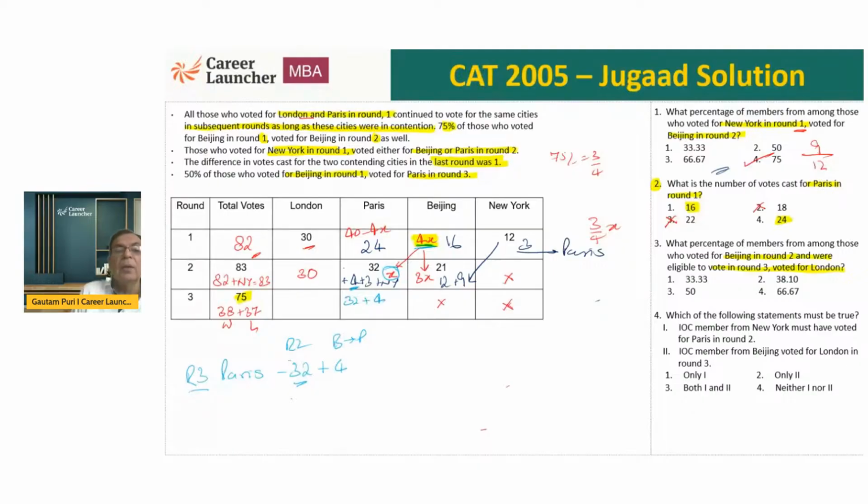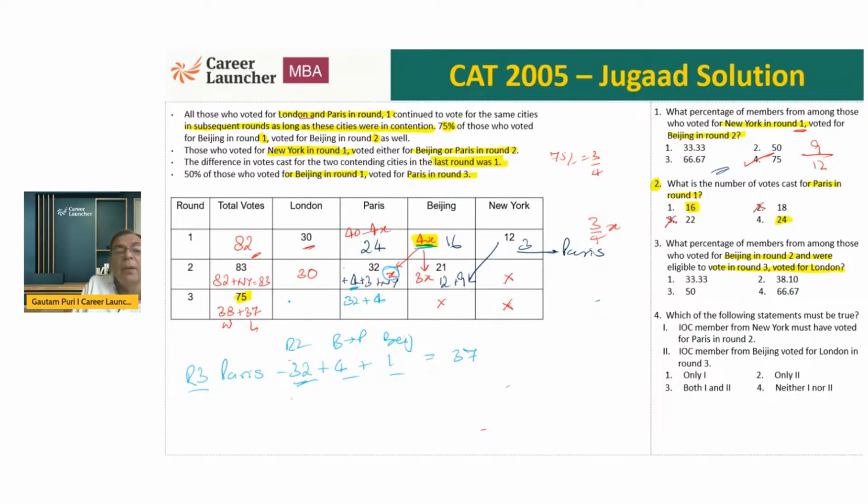Okay. Now, what next? What should we do now? That's 32 plus 4, 36. But Paris has to be either 37 or 38. Any other voter available? Yes. Beijing itself is a voter in round 3, so plus 1. So what is Paris going to become? 32 plus 4, 36 plus 1, 37. So maximum it can get is 37 votes.